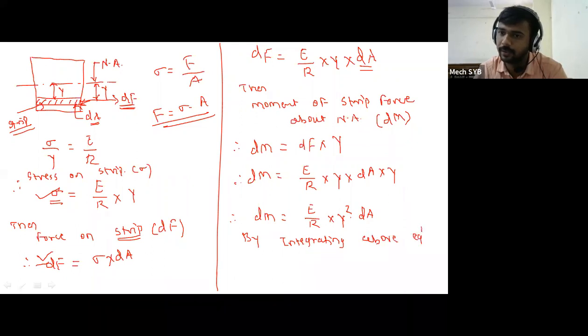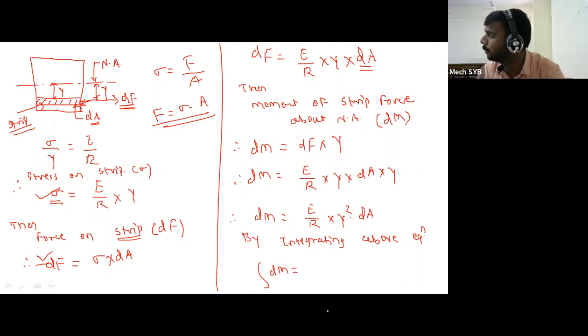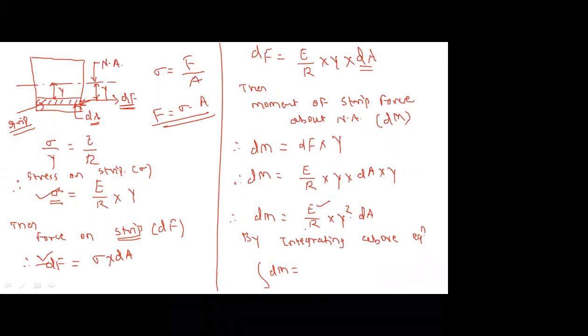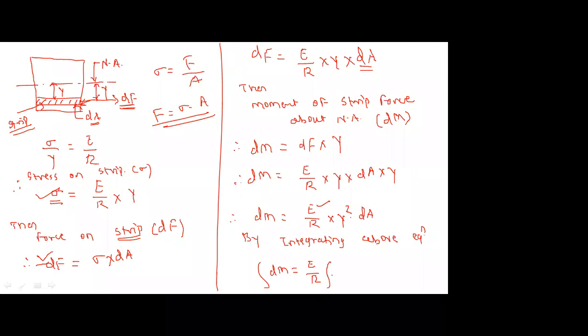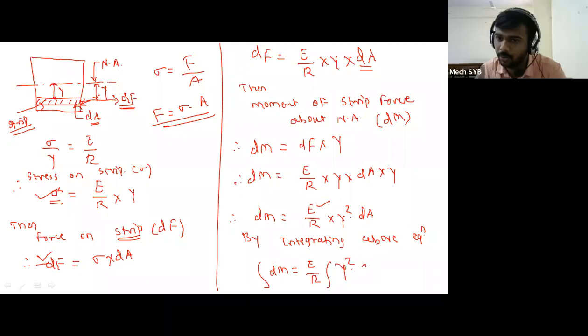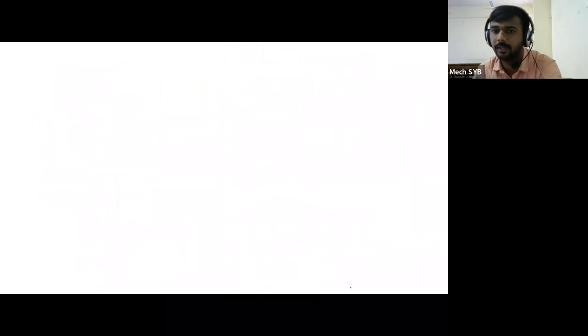So now we have to integrate the above equation. So integration of dM: E upon R, this is a constant parameter. बरोबर आहे. E म्हणजे काय? यंग's मॉड्युलस आहे. R म्हणजे काय? रेडियस आहे. So these are the constant parameters. त्याचं इंटिग्रेशन घेता येईल का? नाही. So this will be the constant E upon R and integration of y square dA.